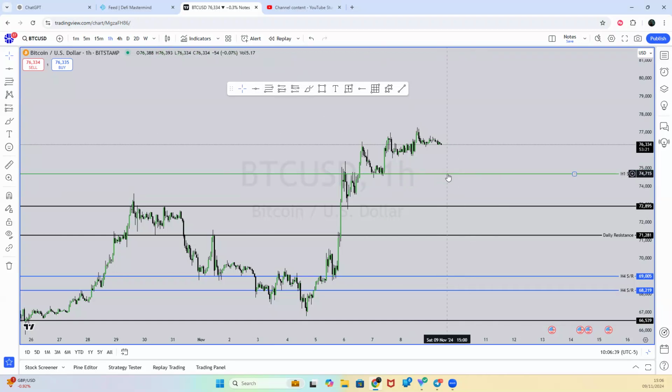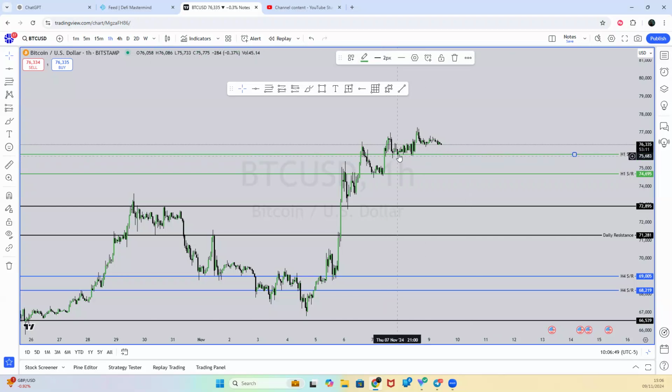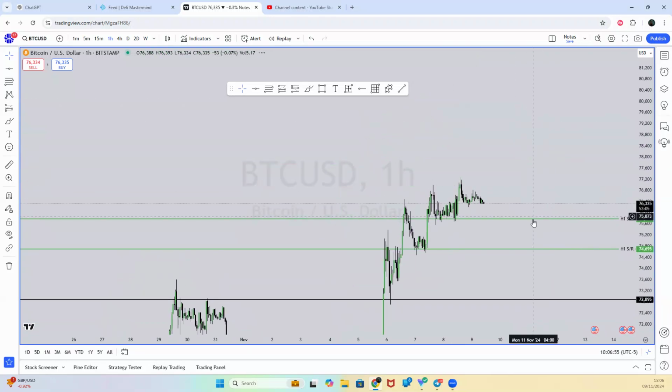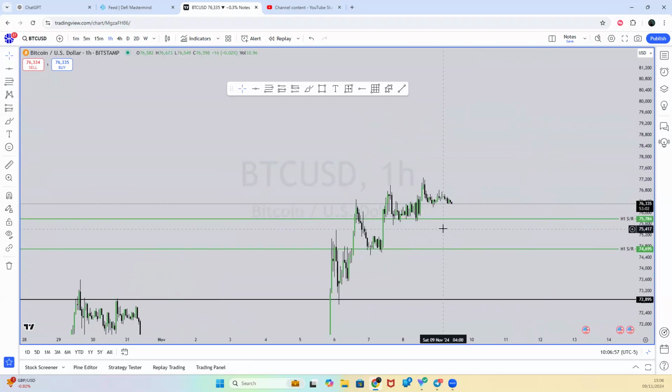If you click Control when you hit a drawing, it will duplicate it. So that's a little shortcut for you. Quite a lot of support in this level here. So I would maybe mark that off if I'm going to be day trading as well.